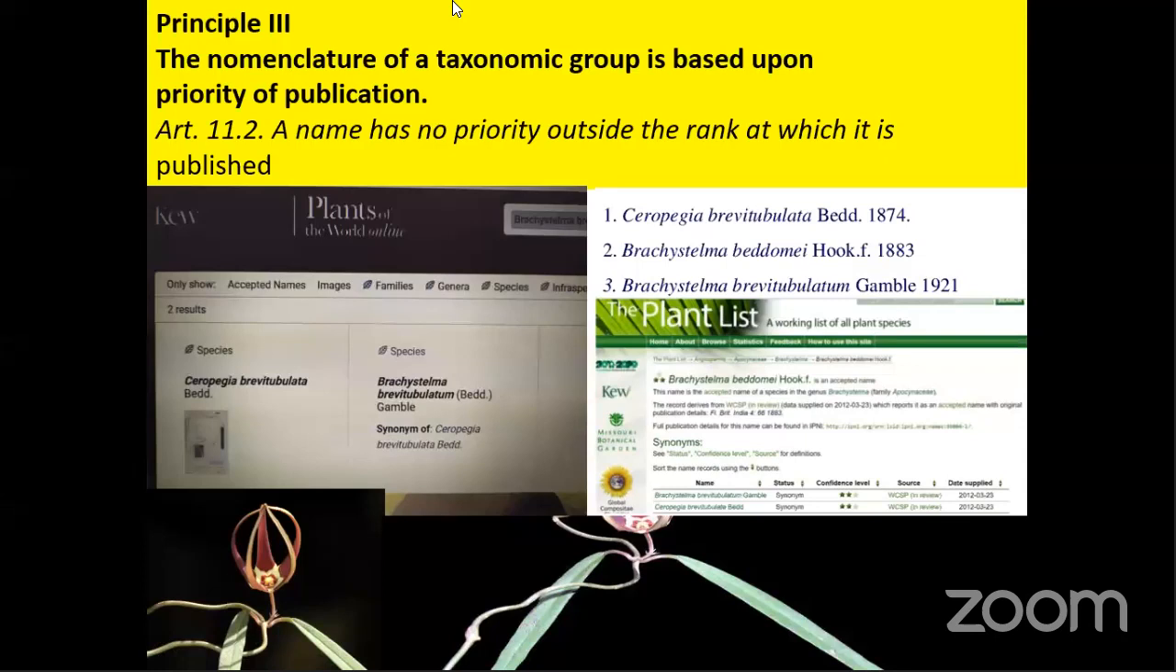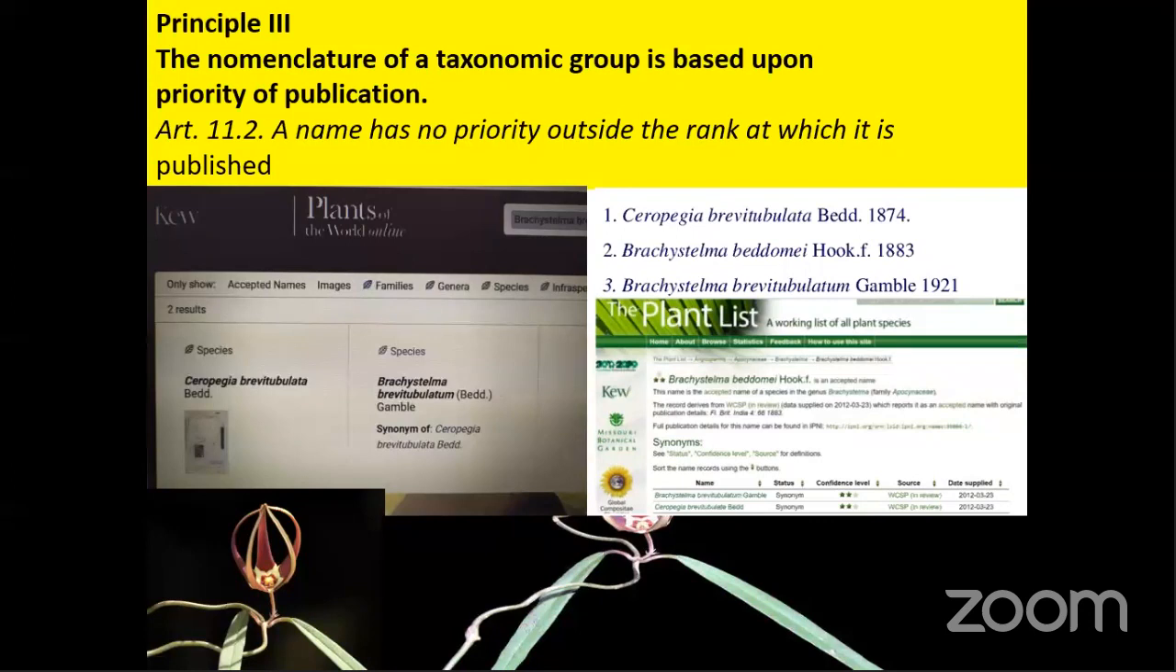Okay, no problem. So now typification is important. Now the third principle is that the nomenclature of a taxonomic group is based upon priority of application. Previously, the communication system was a big problem, not like now. Now it's very, very fast, and we can communicate everything within a minute.